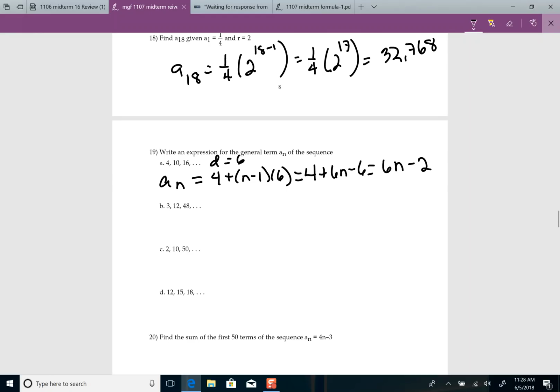All right, let's look at the next one. It went 3, 12, 48. That is not growing equally. It's growing quickly. So it says this is geometric, and the ratio here is 4. So my formula is A1.